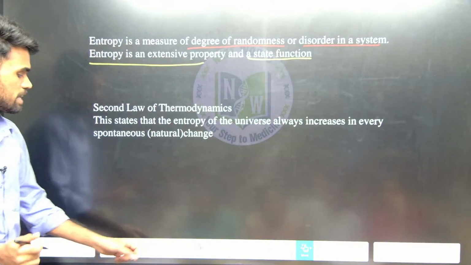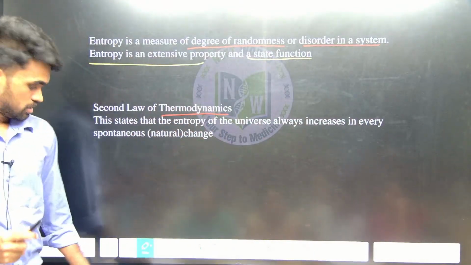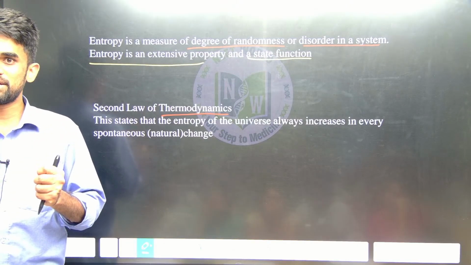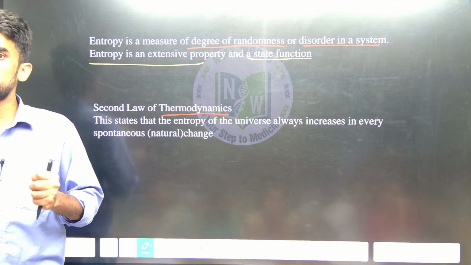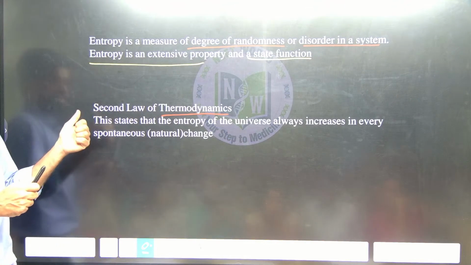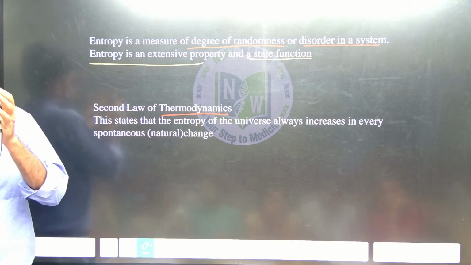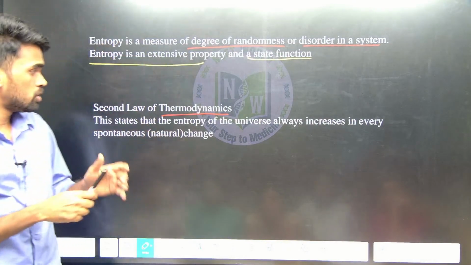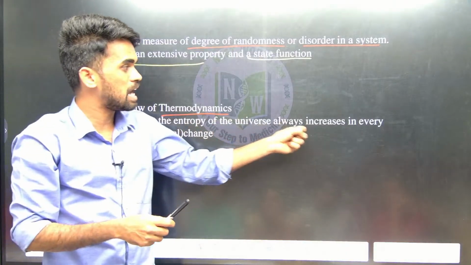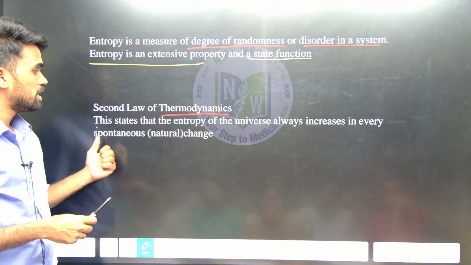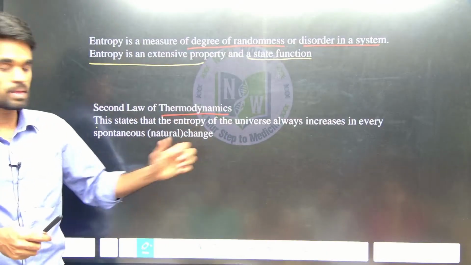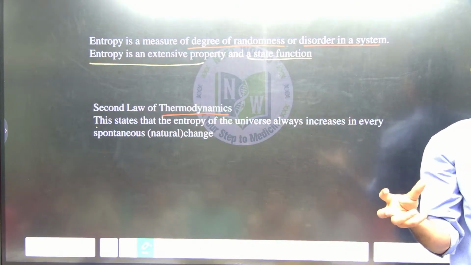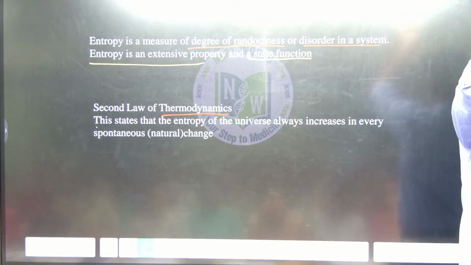So now, what the second law of thermodynamics says is, yesterday we studied the first law of thermodynamics. There I told you the law of conservation of energy: the total energy of the universe remains constant. But when I talk about the second law of thermodynamics, the total entropy of the universe always tends to maximum. It states that the entropy of the universe always increases in every spontaneous or natural change. So what is the second law? The entropy of the universe always tends to maximum, like increases.